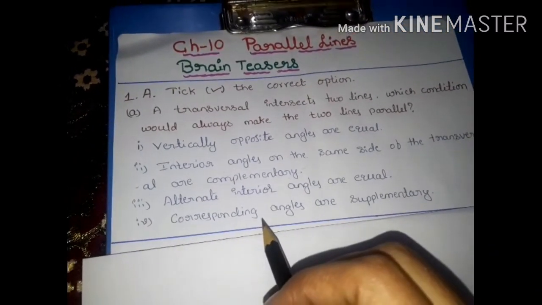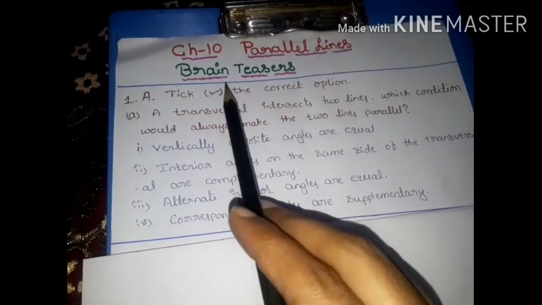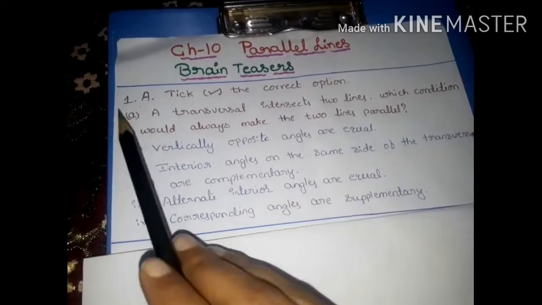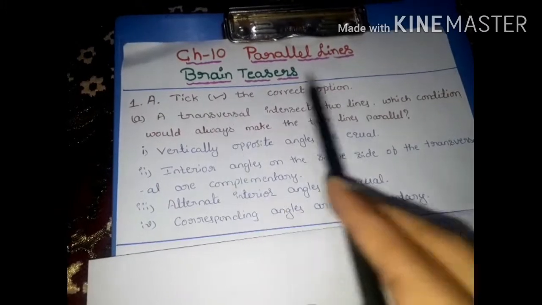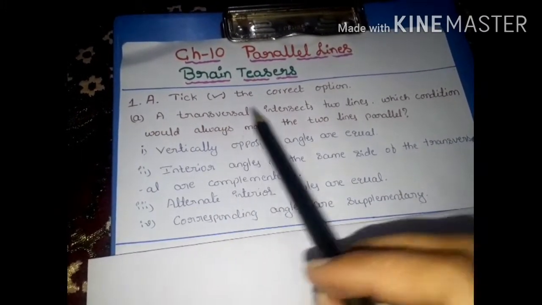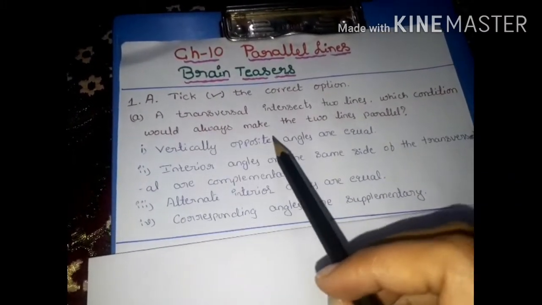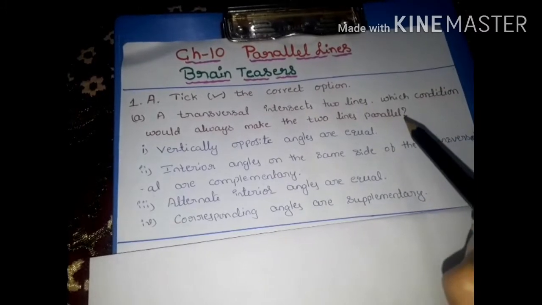After completion of worksheet 3 from chapter 10, parallel lines, now let us move on to brain teasers. First, MCQ. Tick the correct option. Under that, first question: a transversal intersects two lines. Which condition would always make the two lines parallel?